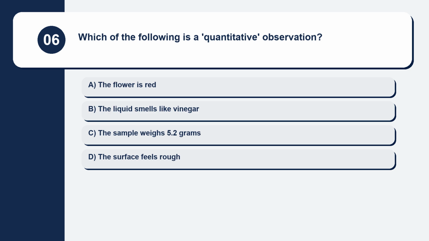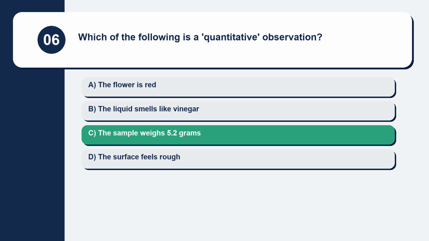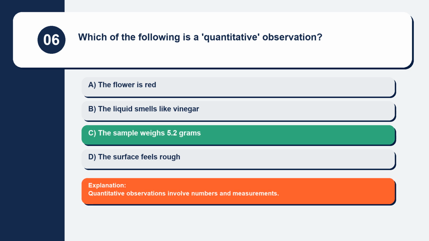Question 6. Which of the following is a quantitative observation? The flour is red. The liquid smells like vinegar. The sample weighs 5.2 grams. The surface feels rough. Quantitative observations involve numbers and measurements.